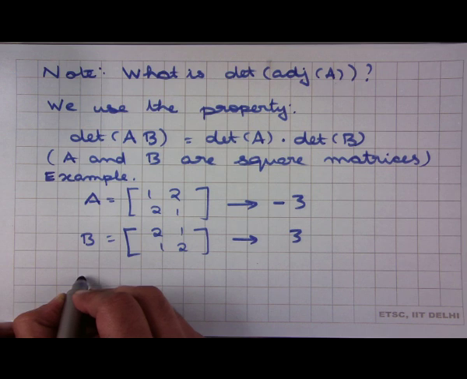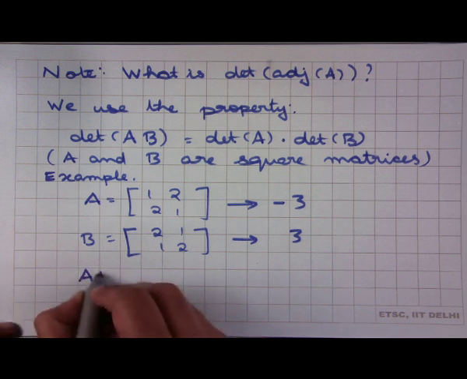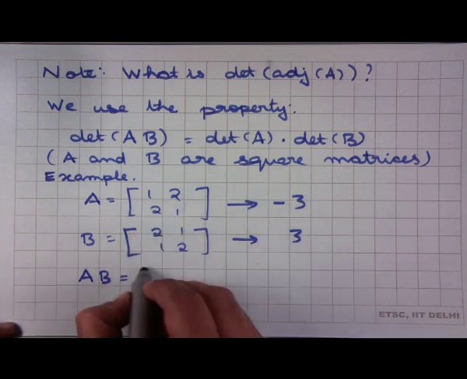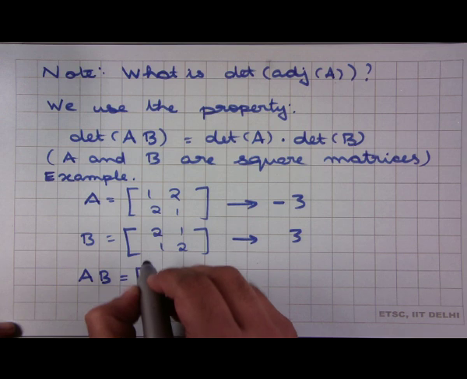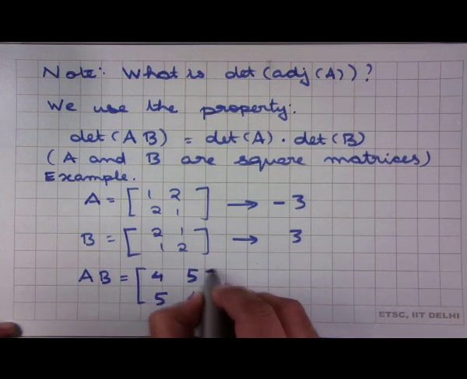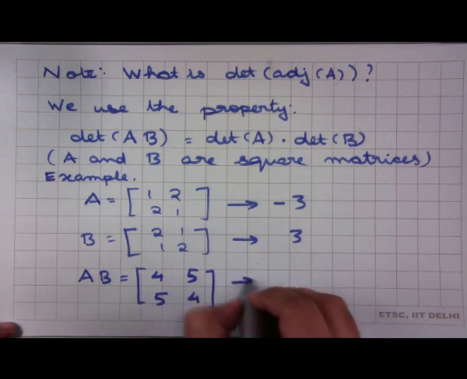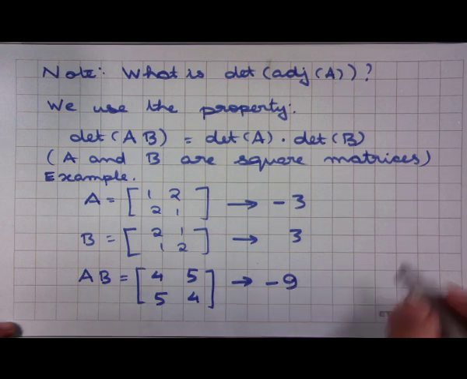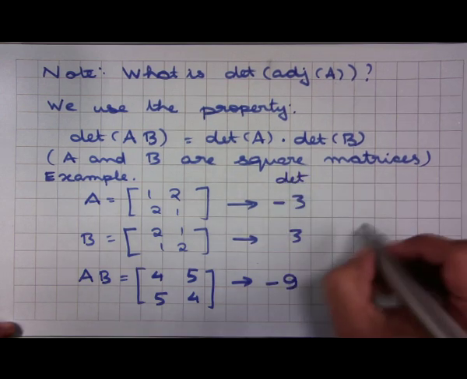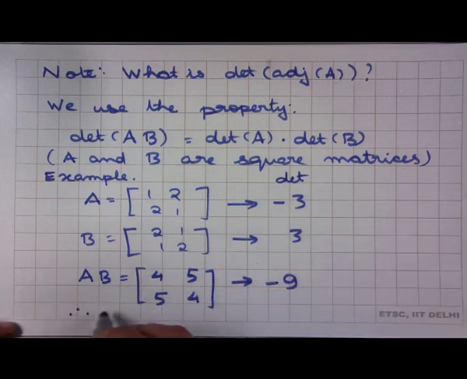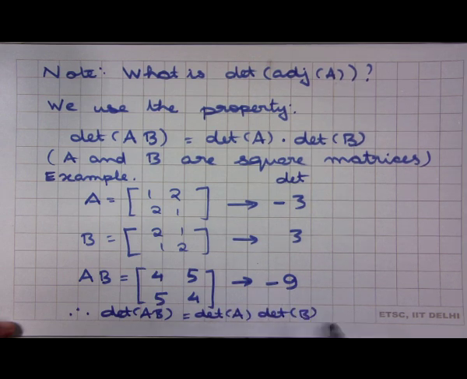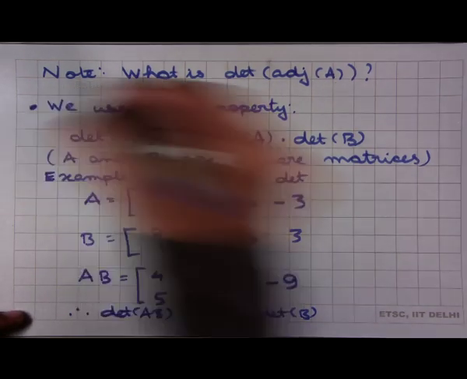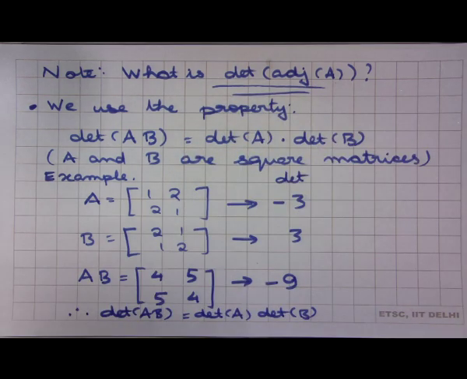What about their product AB? This is 4 5 5 4. So, the determinant is 16 minus 25, so minus 9, which is equal to the product of these determinants. So, this is an example of saying that we can check the determinant of AB is determinant of A times the determinant of B. Okay.